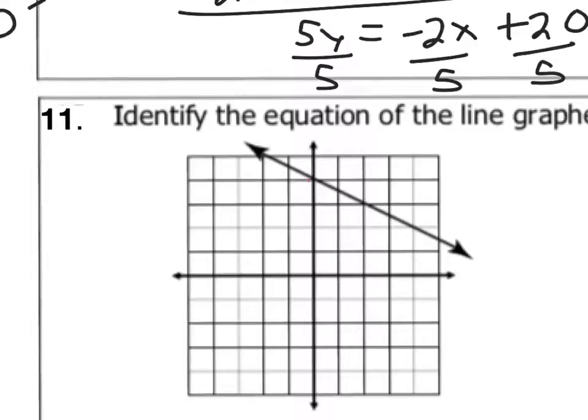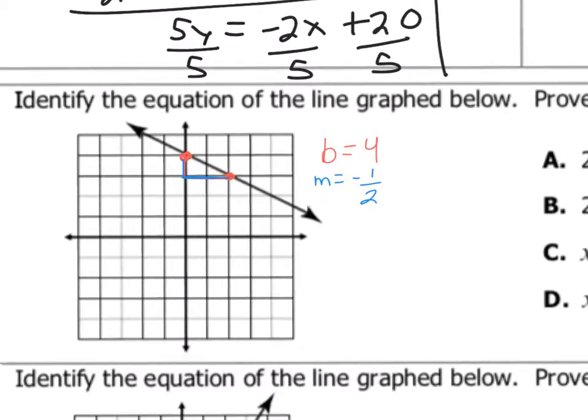So it looks like my y-intercept is right here. So what is that y-intercept? 4. That means my b is going to be equal to 4. What's my slope? Well, for slope, we need 2 points. We have 1 point in our y-intercept. We have another point here. So it looks like we go down 1 to the right 2. That means our slope is going to be negative 1/2.